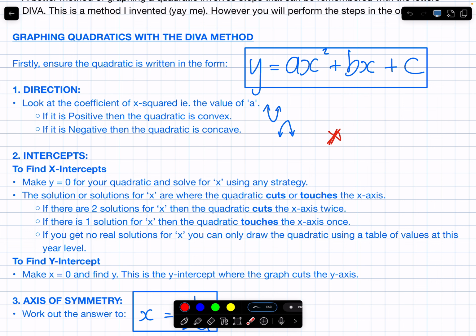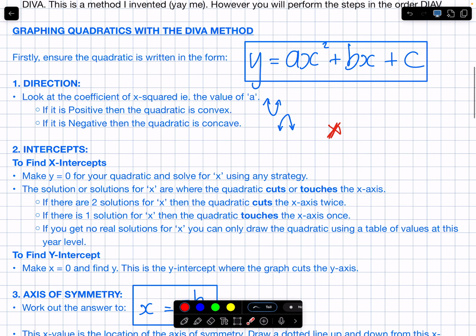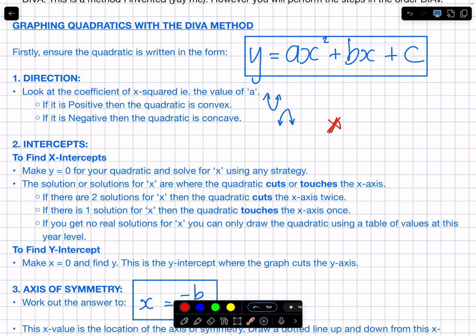What does I stand for in DIVA? Intercepts. There's two kinds of intercepts here. How do you find the x-intercepts? You make y equals 0 in your quadratic, and you solve for x using any strategy that I've taught you. So you could factorize it and then solve using null factor law. You can use quadratic formula, okay? The solution or solutions for x are where the quadratic cuts or touches the x-axis.